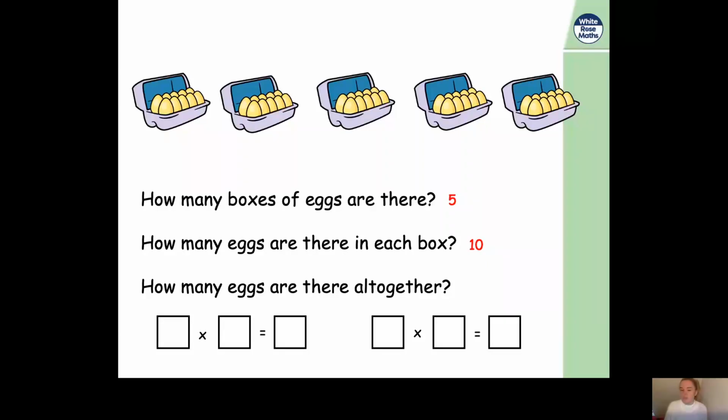How many groups of eggs? How many boxes? Yes, we had 5. And how many were there in each box? Yes, there were 10 in each box. So we can do 5 multiplied by 10 because we've got 5 egg boxes and there are 10 eggs in each, which gives us... should we work this one out together?